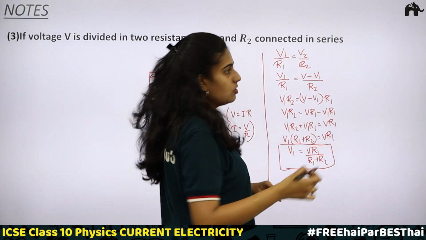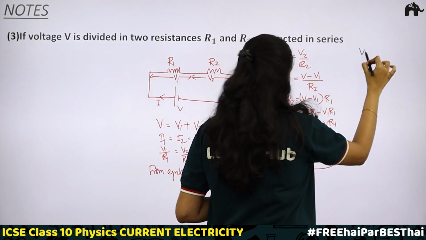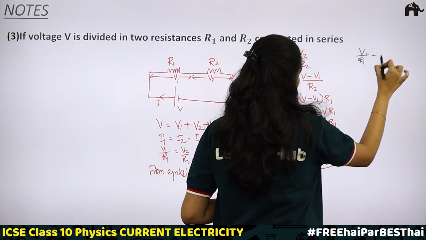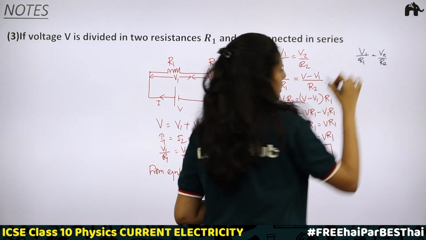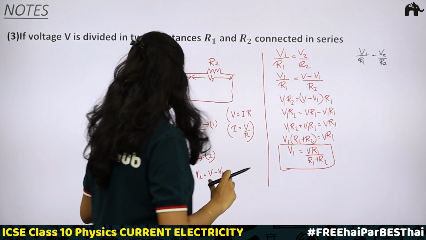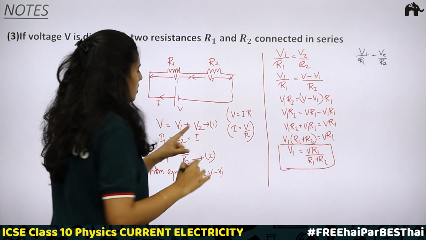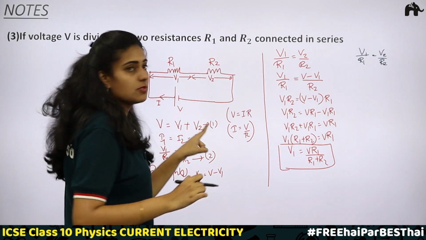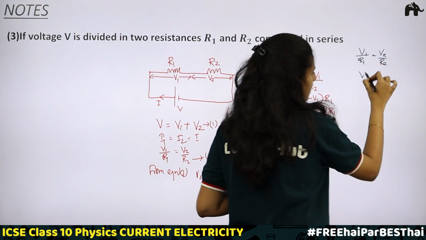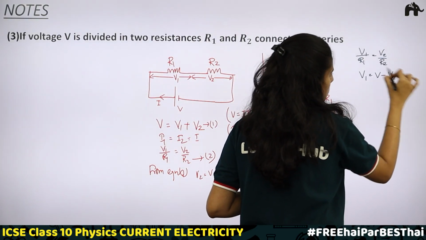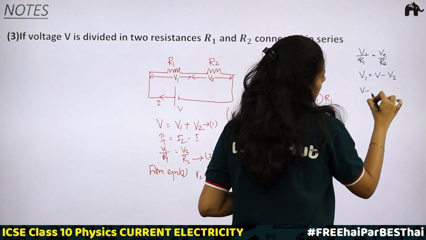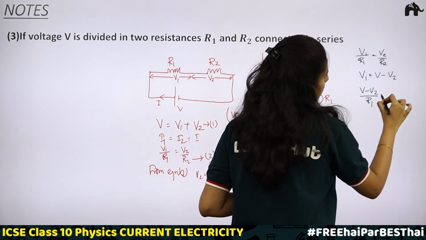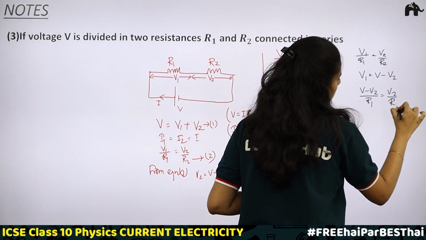How to find V2? Here we have V1 by R1 equal to V2 by R2. From equation 1, we have to replace V1. Okay, V1 in terms of V2 we need. Therefore, V1 will be equal to V minus V2. Substituting, (V minus V2) divided by R1 is equal to V2 by R2.